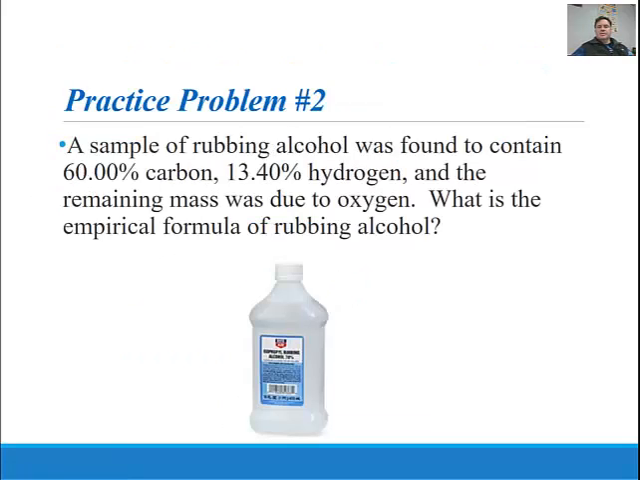Here's a percent composition one. So a sample of rubbing alcohol contained 60% carbon, 13.4% hydrogen, and the remaining mass was due to oxygen. What's the empirical formula of rubbing alcohol?